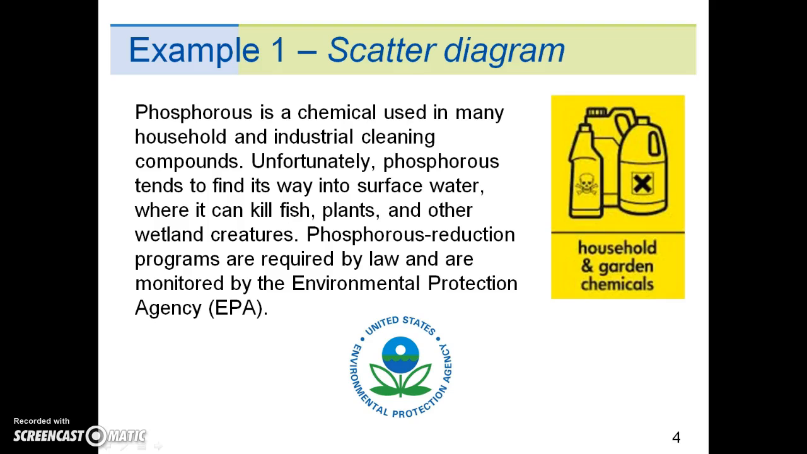Here's our first example. Phosphorus is a chemical used in many household and industrial cleaning compounds. Unfortunately, phosphorus tends to find its way into surface water, where it can kill fish, plants, and other wetland creatures. Phosphorus reduction programs are required by law and are monitored by the Environmental Protection Agency.